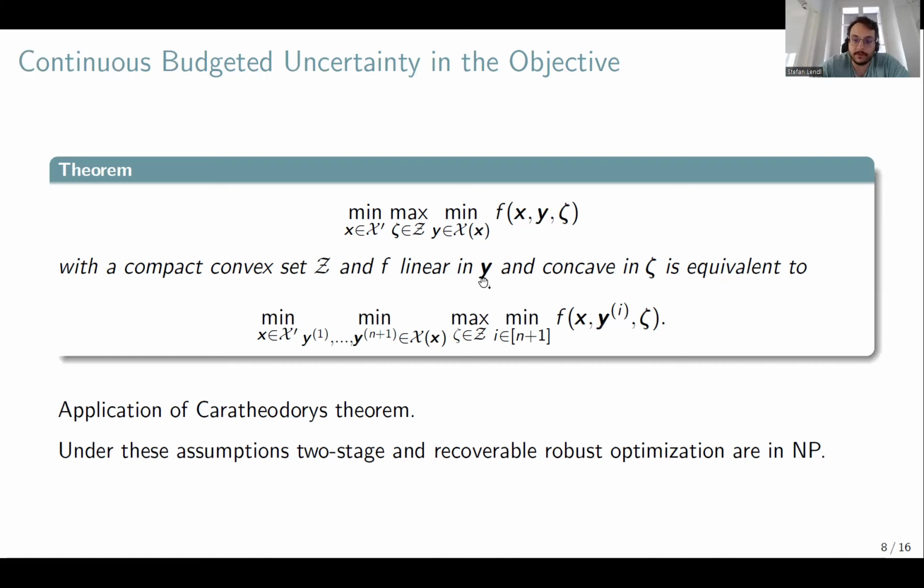So even if you would have more stages, you would end up with just a minimization problem, max and then one min over some linear number of different y solutions. And under these assumptions, you can write down a MIP formulation for this. So this becomes a problem that lies in NP. So this was basically standard techniques with compact convex sets and just an application of Carathéodory's theorem. So in this case, things stay easy. But this, of course, only works in the case that we have continuous budgeted uncertainties. And in the discrete case, this application of Carathéodory's theorem doesn't work anymore.